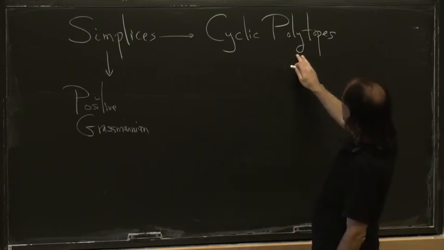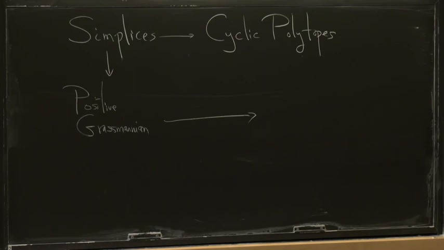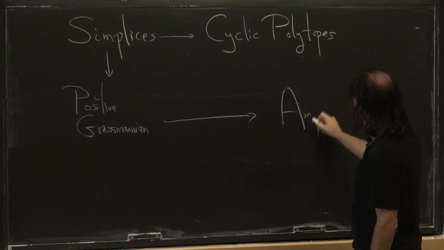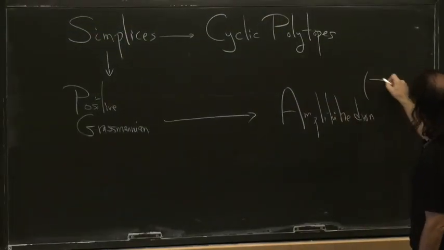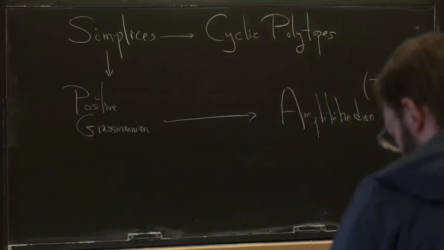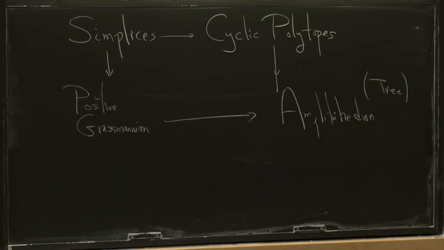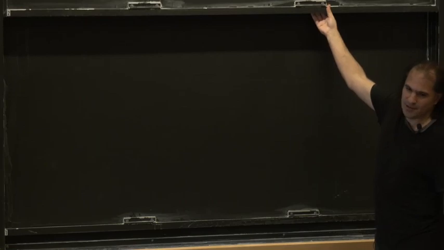But simplices can be generalized to polytopes, where the cyclic polytopes are the very, very special class. And the positive Grassmannian in this way is going to be generalized to the amplituhedron. And this is actually the amplituhedron for tree-level amplitudes, so it's called the tree amplituhedron. I will leave the discussion of the loop amplituhedron to later lectures, when we know more about what we're talking about at the level of loops.